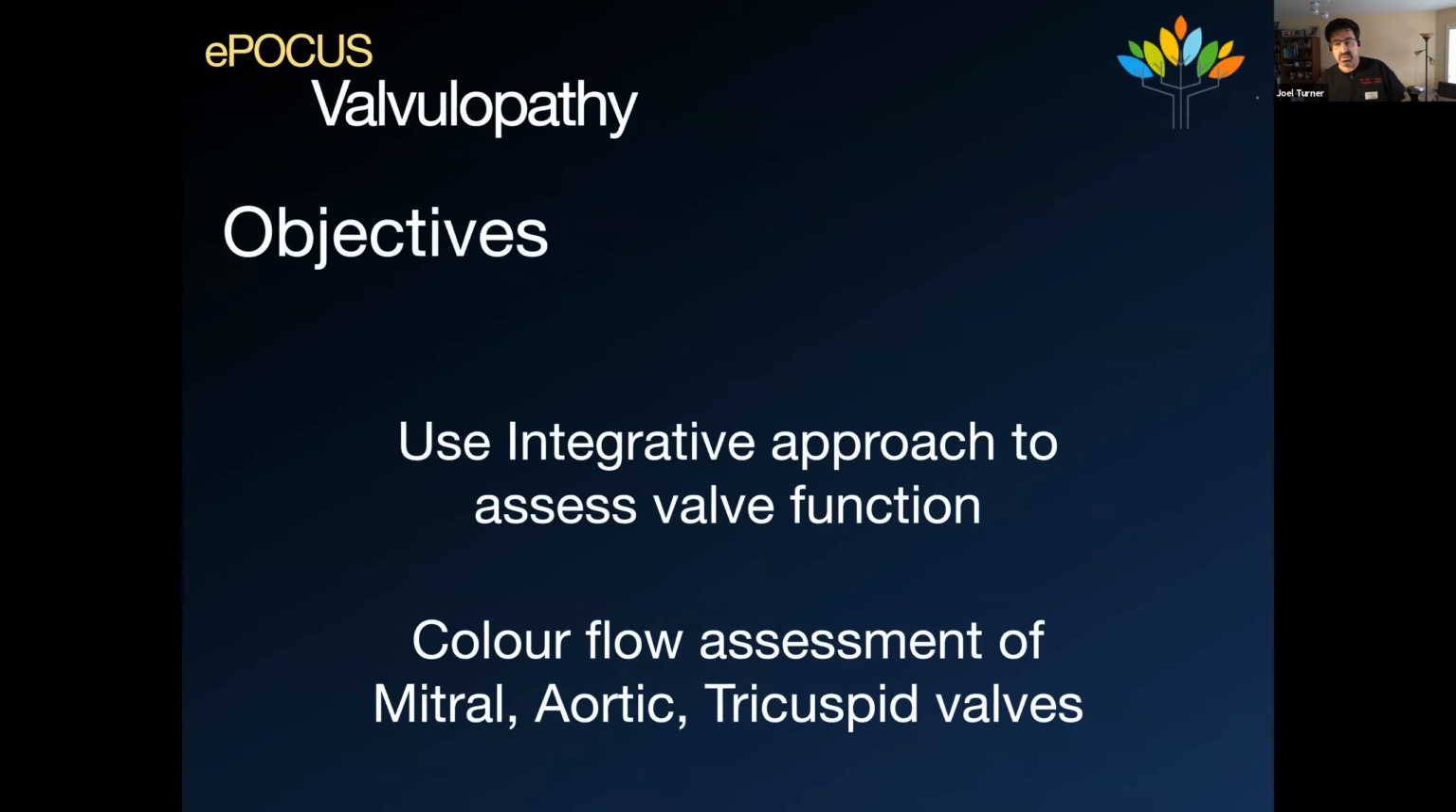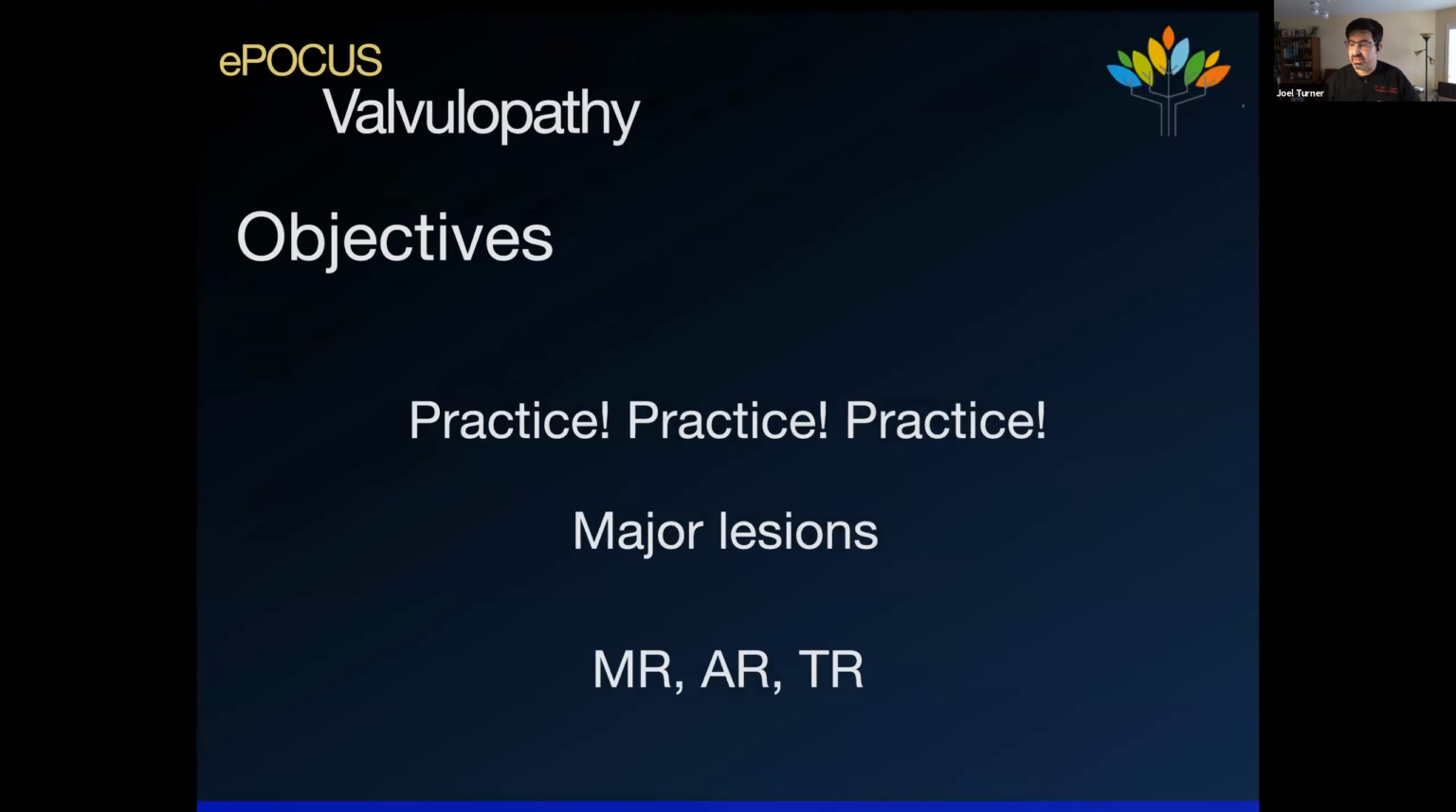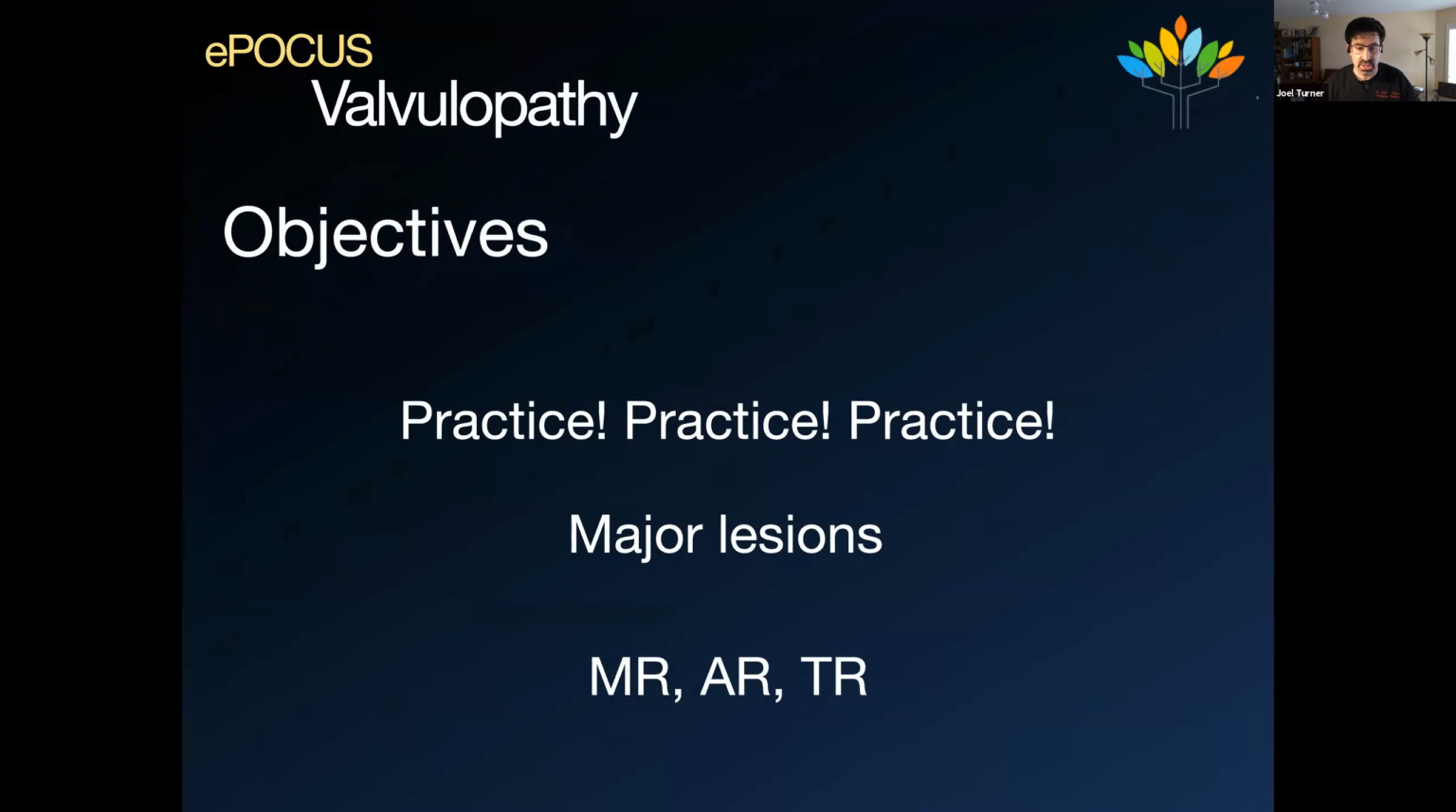So the objectives are to show you and teach you how to use an integrative approach to assess valve function, and to introduce you to how to study color flow and to assess color flow through the main valves that we are looking at: the mitral valve, aortic valve, and tricuspid valve. Now this can be challenging, so I suggest that you practice on every single cardiac POCUS that you do, even if you don't suspect anything.